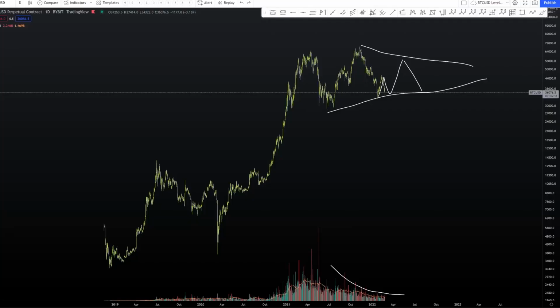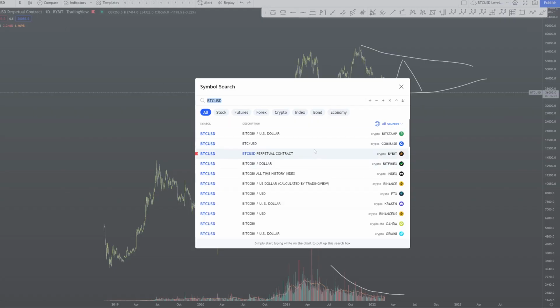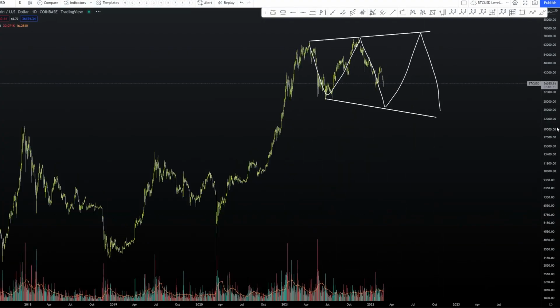So that's why I'm more so favoring the contracting triangle as opposed to the expanding triangle. Now let's go back to the Bitcoin USD on Coinbase to show you guys some other counts. And the next count I want to be showing you guys today is the flat count, which I'm sure a lot of you guys are familiar with.